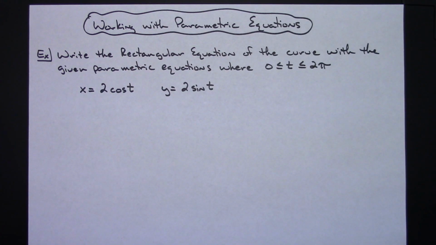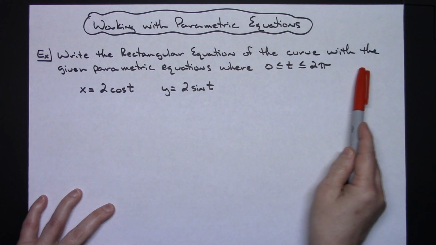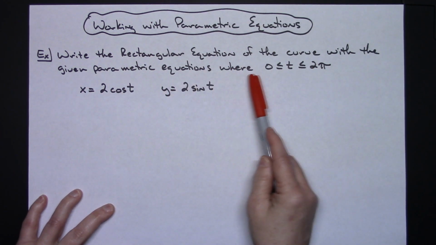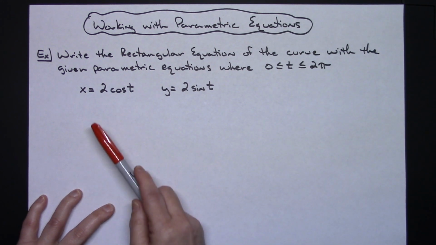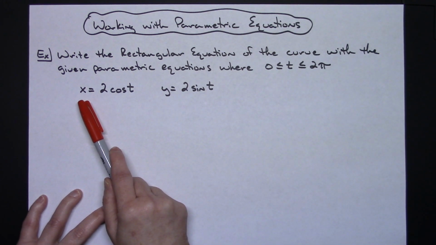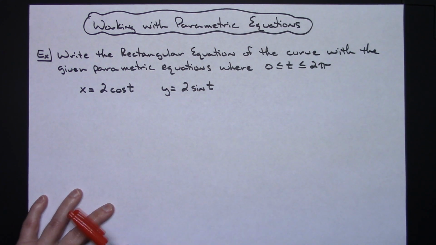In this video I'm going to be working out one example problem where we are dealing with parametric equations. The example says: write the rectangular equation of the curve with the given parametric equations, where 0 is less than or equal to t less than or equal to 2 pi, and my two parametric equations are x equals 2 cosine t, y equals 2 sine t.